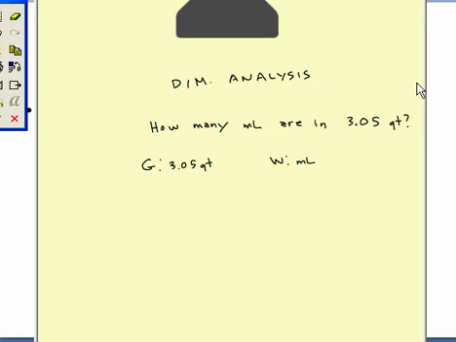So go ahead and pause the voice lecture and see if you can figure out the conversion factors to get us from quart to milliliter. Okay, so these are the conversion factors I came up with.